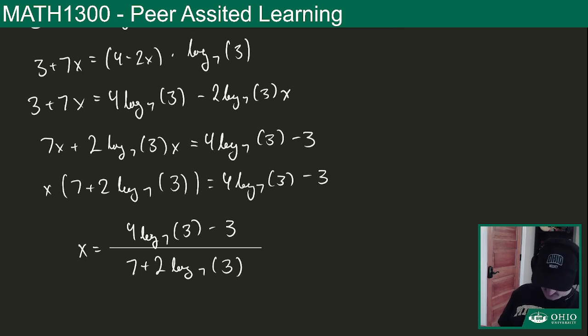At this point, this is technically a final answer. I have x isolated. I have a whole bunch of information on the other side. Again, if I had access to a calculator or a computer, I could enter this into a calculator and it would give me a finite value.